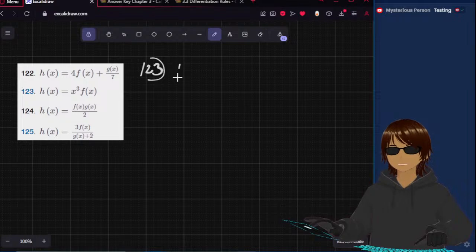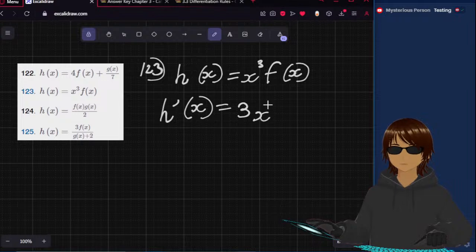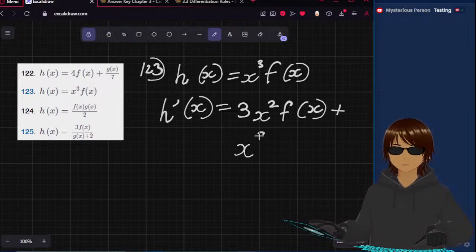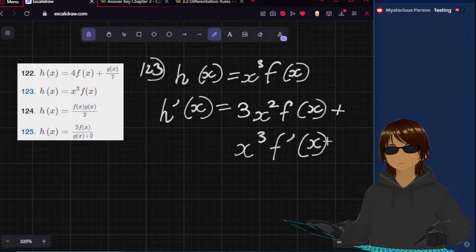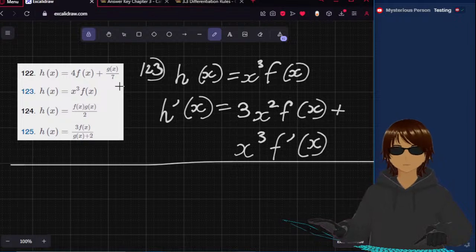So, h is x cubed times f of x. So the derivative will be the derivative of the first times the second, and then plus this times the derivative of f of x. Next one.